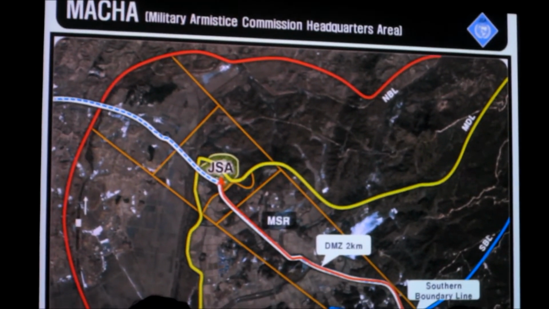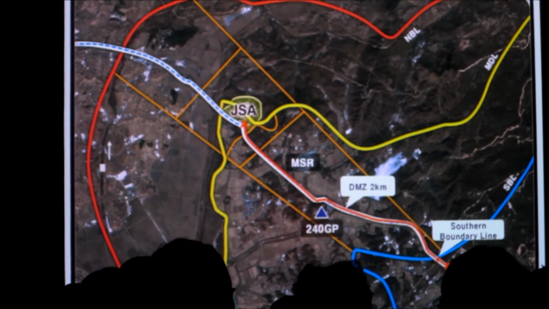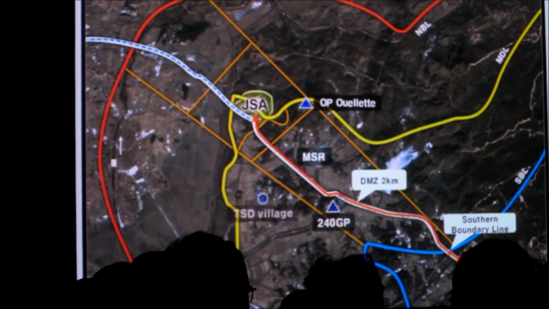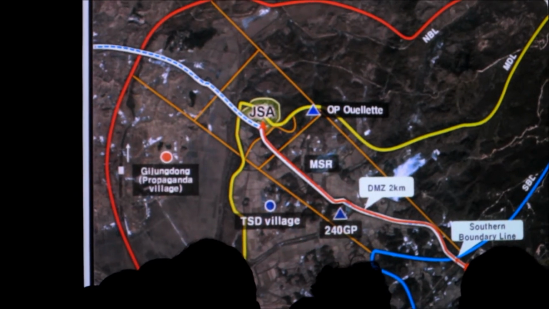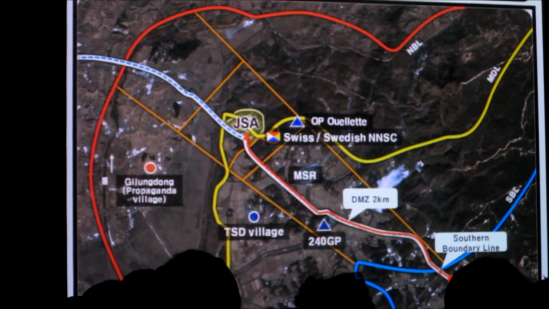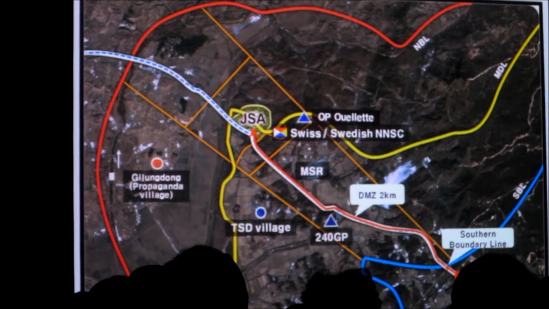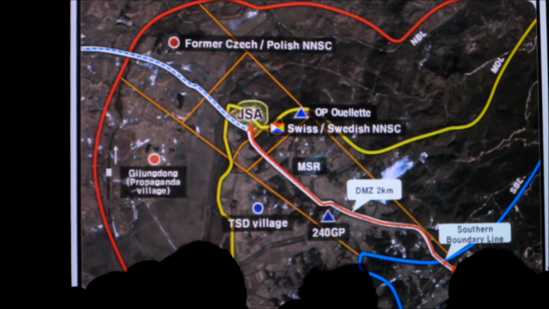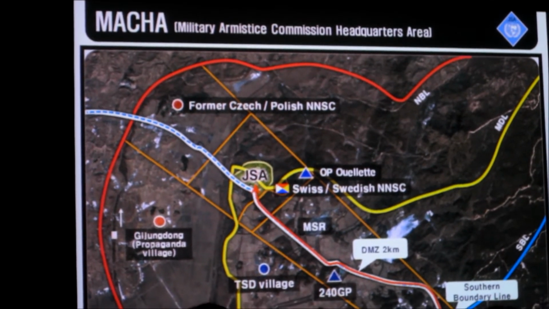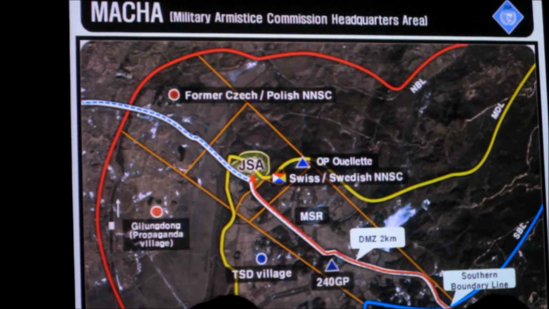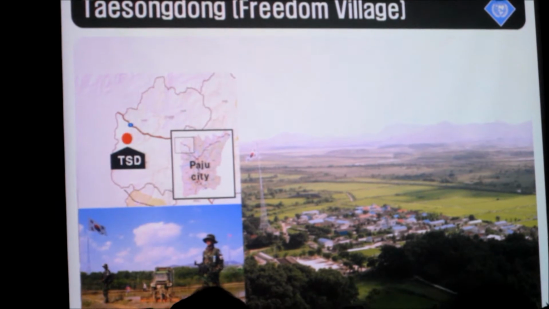Now, as we travel north today, I will point out Guard Post 240, Observation Post Ouellette, the village of Taesong-dong, or Freedom Village, Gijeong-dong, or Propaganda Village, the Swiss and Swedish Neutral Nations Supervisory Commission, or NNSC camp, and the former Czech and Polish NNSC. I'll now highlight in a few more details a few of the areas you will be seeing today. First, the village of Taesong-dong, or Freedom Village.